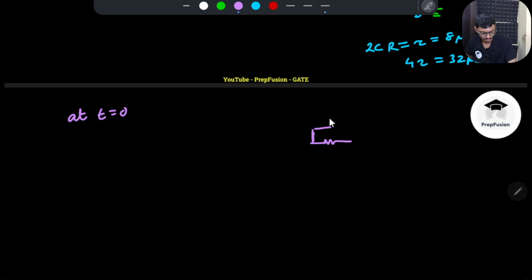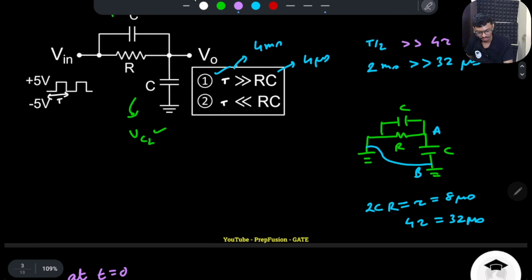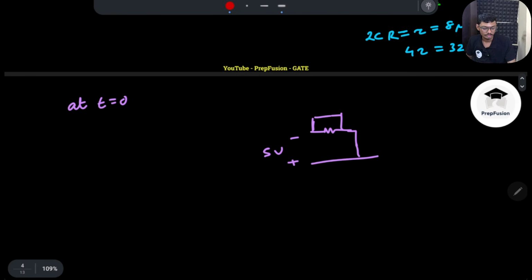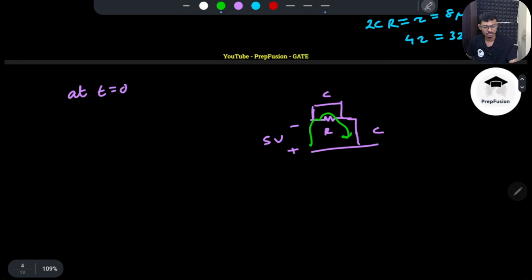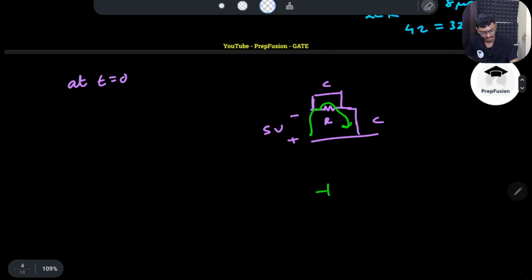If the capacitors were not energized, that means I can replace the capacitors with a short circuit, and here I have applied a voltage of -5. Initially the voltage is -5, so obviously both are acting as a short circuit. An impulse current will flow through all of them, so both of them will be charged to -2.5 at t equal to 0 plus.